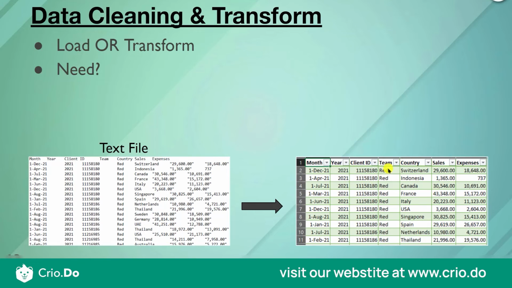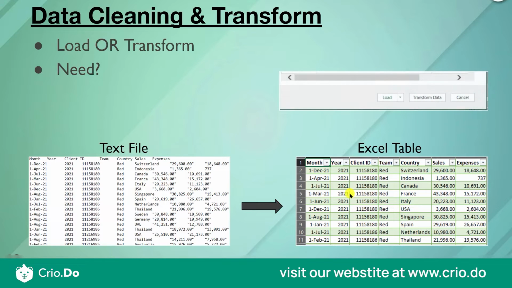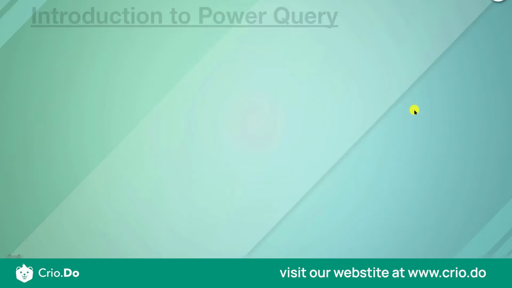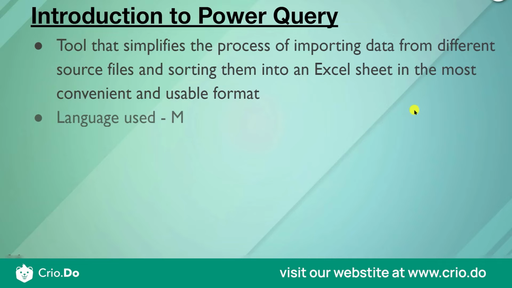I can have this kind of data, but there could be some changes there. My data provided for the month can be wrong, my year can be wrong, the client ID can be repeated. If you want to have the same kind of data, in that case you can go with loading of the data. If you want to make changes in the data, or want a good look at the data, that time we can use the transformation of the data. So we will cover the transformation of the data now.